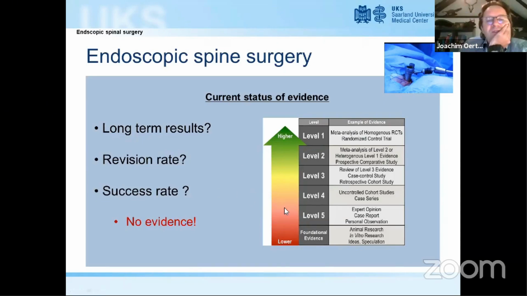When we look at the level of evidence for long-term results, for revision rate and success rate, then we have to be honest that although there are some randomized studies available, we have very, very weak evidence that we have better results with the endoscopic system. So on long-term revision rate and success rate, we have to be honest that microsurgery and endoscopy provide the same results.